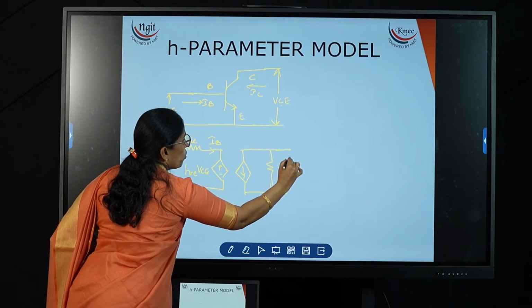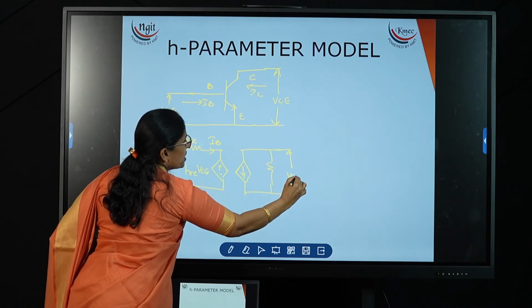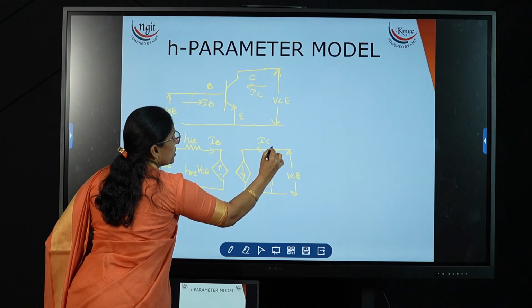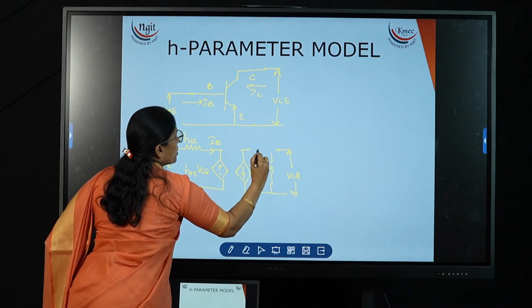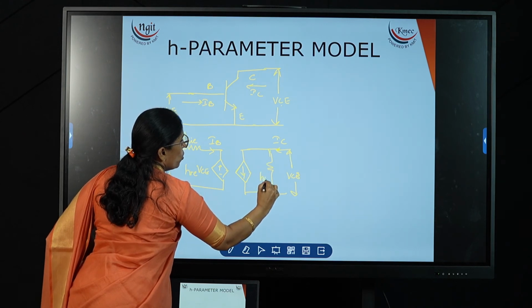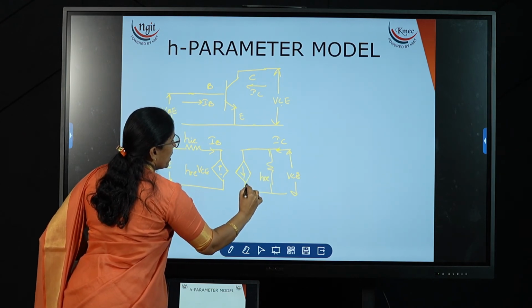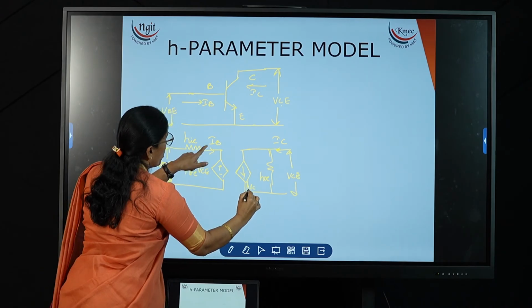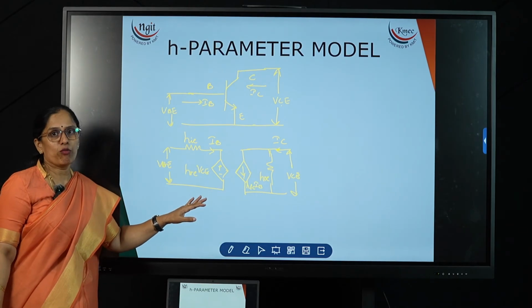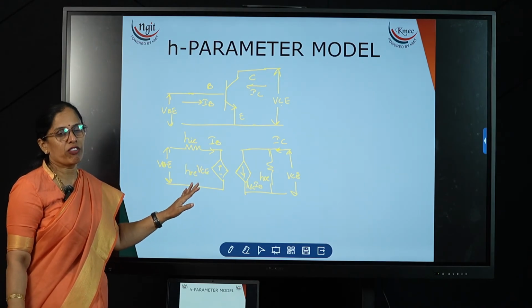Output voltage is VCE. And what is the output current? IC. This is IC, and this is HOE, and this is HFE, depending on the input current IB. That's all. This is the H parameter model for the common emitter configuration.